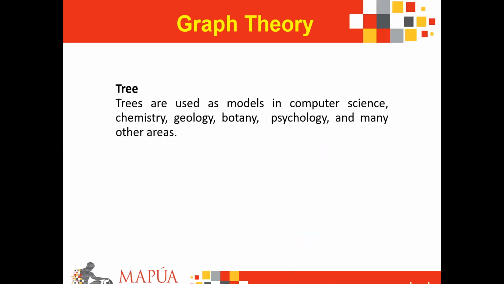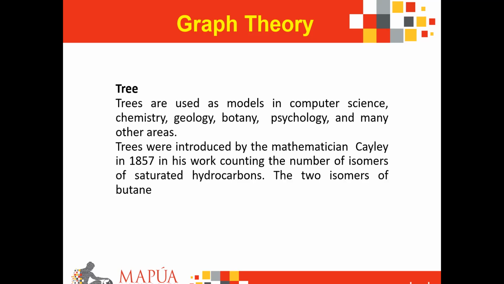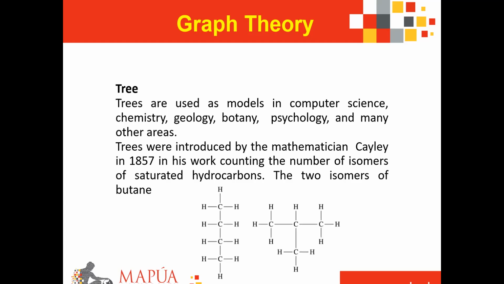What is a tree? Trees are basically models used in computer science, chemistry, geology, botany, psychology, and many other areas. Trees were actually introduced by the mathematician Arthur Cayley in 1857 in his work Counting the Numbers of Isomers of Saturated Hydrocarbons. The two isomers of butane, which are as follows, are eventually designated and drawn in the graph of a tree.